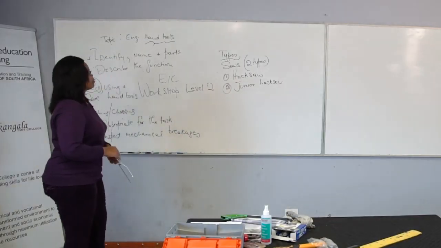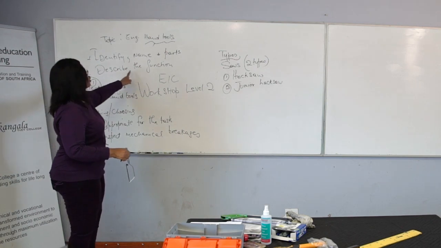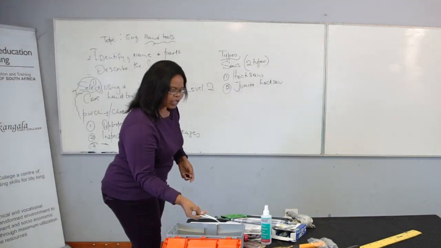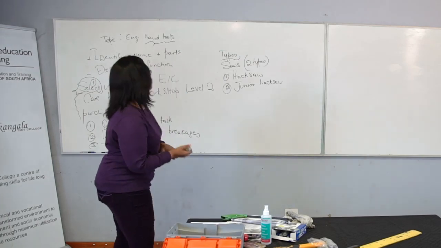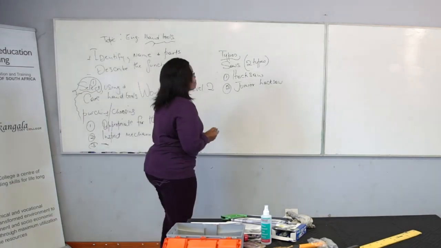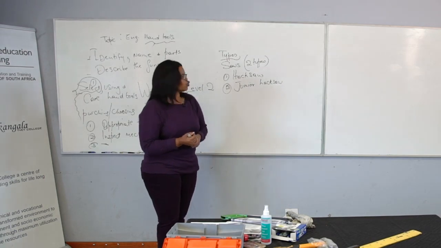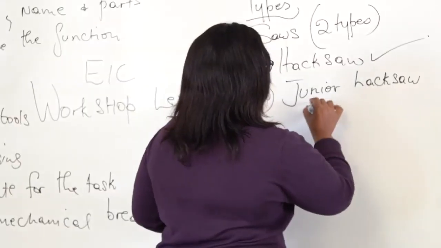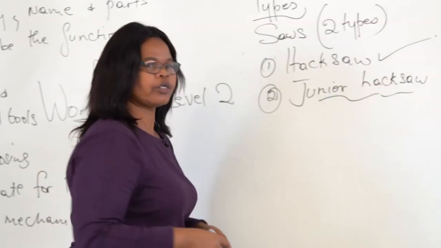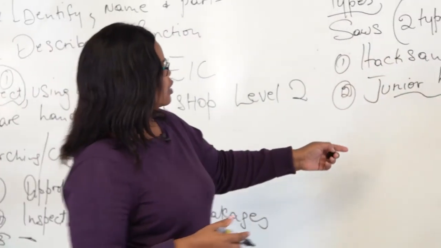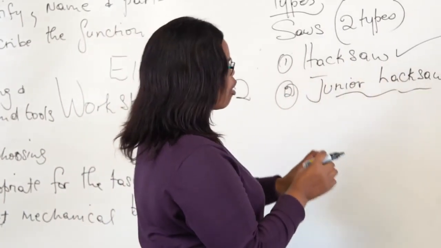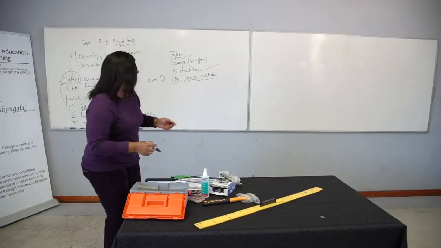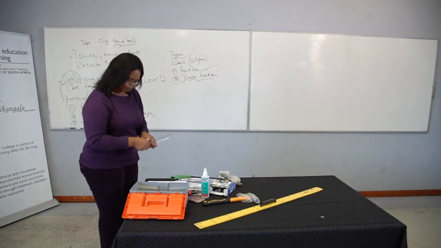So now, they said you must describe also the function. The function of a hacksaw is to cut or saw metals into different dimensions. A junior hacksaw also does the same. It cuts or saws, but small materials. This one, the small one.